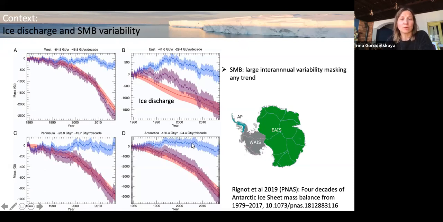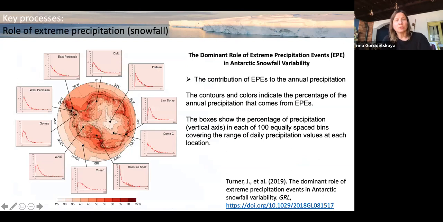really strong, with large interannual variability. In East Antarctica we have more gain of mass in some years, and then there is more loss. So it's really changing and influencing a lot of the interannual variability and also the future projections.